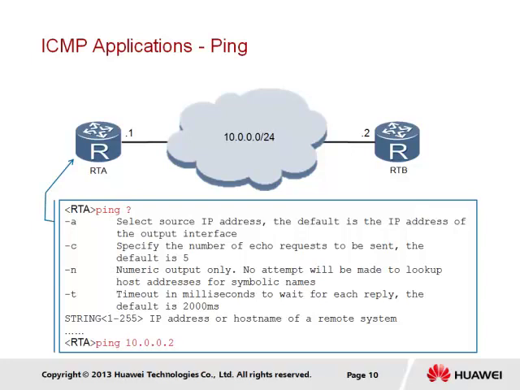We demonstrate here how ICMP is used within a router as part of the ping application. We also detail some of the various parameters that are used to support the operation of ping. The ping command followed by the -a parameter will allow a source address to be specified. If no address is specified, the IP address of the outbound interface of a device will be used as the source address.